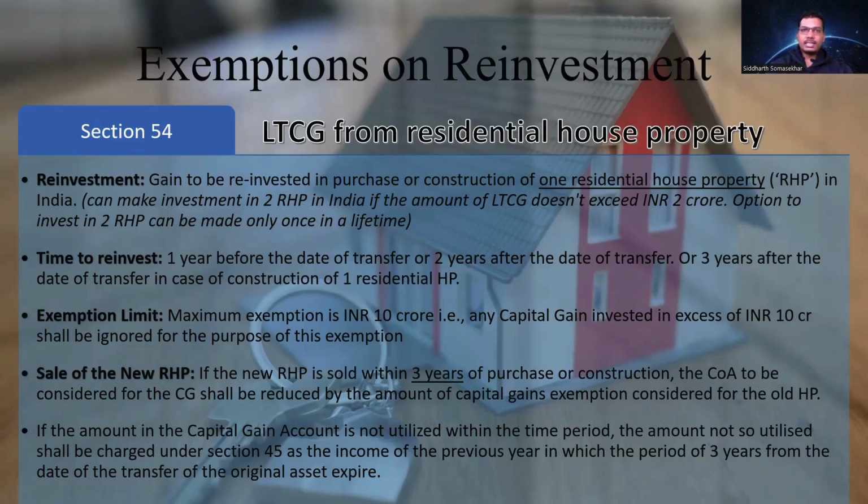Now you have to reinvest the amount that you have put in the capital gain account within the time period. Suppose the time period ends, that is 3 years from the date of transfer ends, and there is some amount remaining in that capital gain account, then that remaining amount would be taxed in that year under the head capital gain. In that year meaning at the end of the 3 years. That is section 54. 54 deals with long-term capital gain on sale of residential house property.